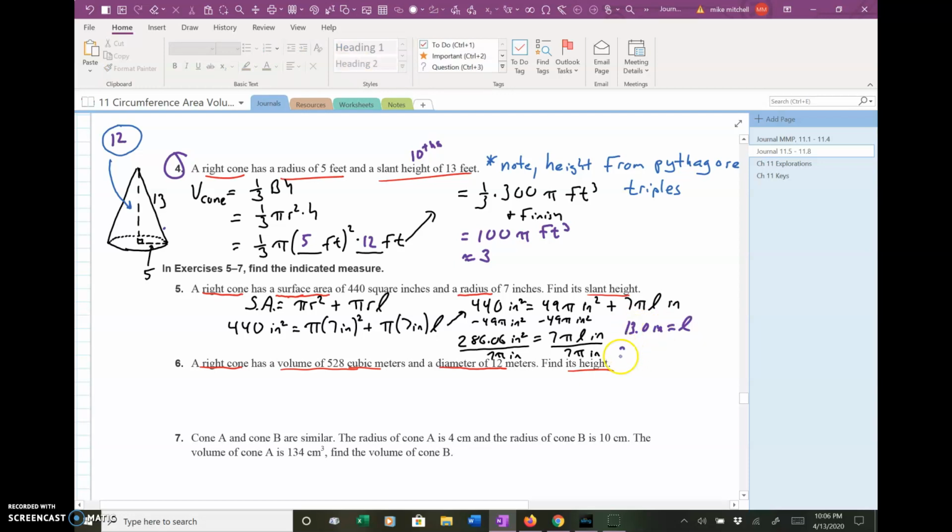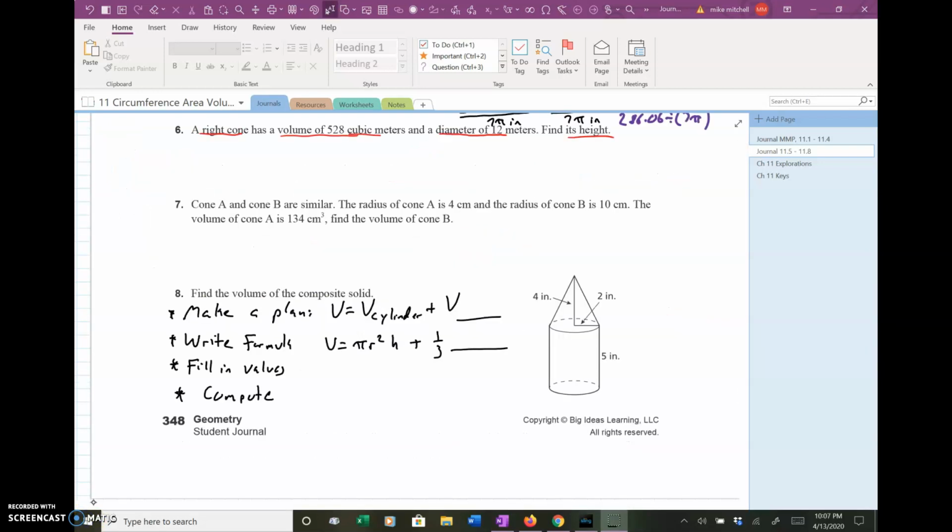One thing to comment on here, 286.06 divided by parentheses 7 pi. When you put that in your calculator, you've got to put that in parentheses. If you don't use the parentheses, it'll divide by 7 and multiply by pi. You won't get the right answer. Just a few seconds left for this last problem.